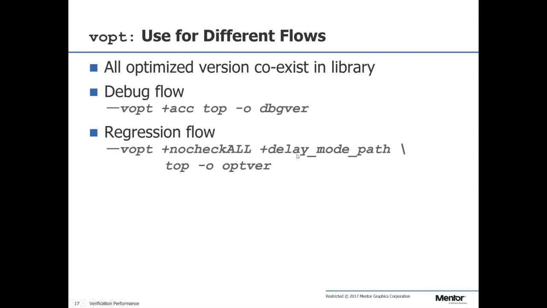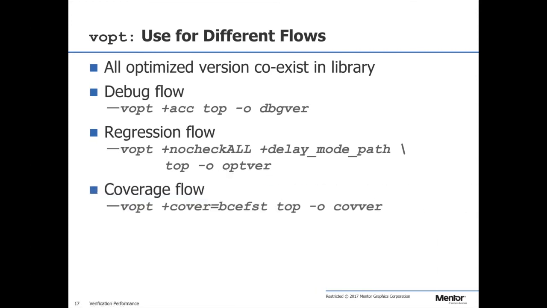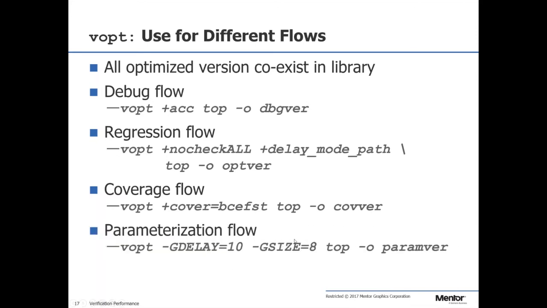And then here's a couple of things that if you're doing gate level, you can turn these things off and it'll speed things up. And I output that as optver, as optimized version. And then maybe I'm going to do code coverage. So I say vopt and I do my coverage options and I output that as the cover version. And then maybe I've got some parameters in there. So I set those parameters different size.